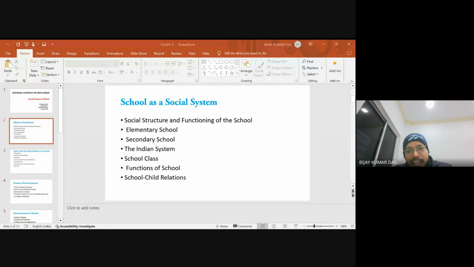So the child will decide that this school is very good, the teachers are very good, the environment is very good, I am feeling safe, my peer friends are also good, the school is supportive. Then definitely a positive attitude will develop among the learners towards the school.